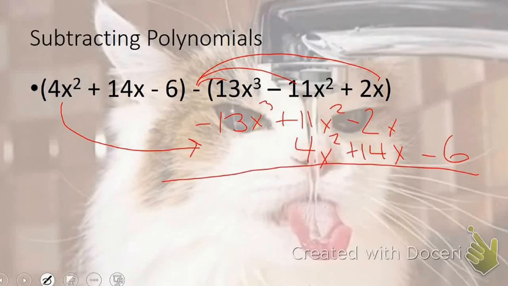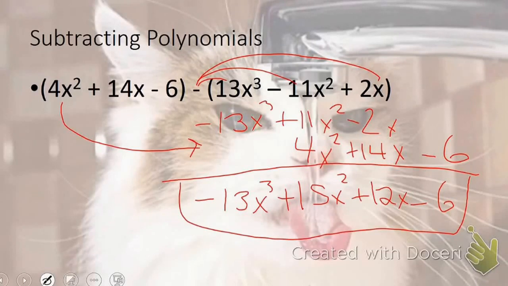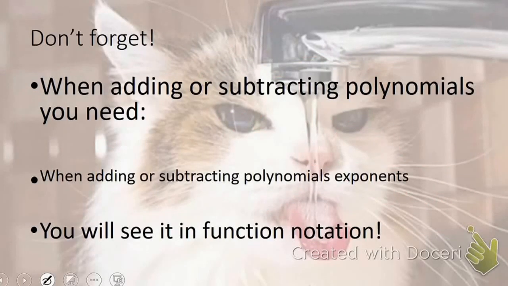So now when I combine like terms, that's easy enough. I can just add down. So nothing to do with our negative 13x to the third. 11x squared and 4x squared adds up to 15x squared. Negative 2x and 14x gives us 12x. And nothing to do with minus 6. Since these are all not like terms, we are done. Again, yay!